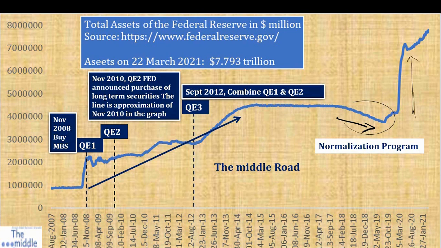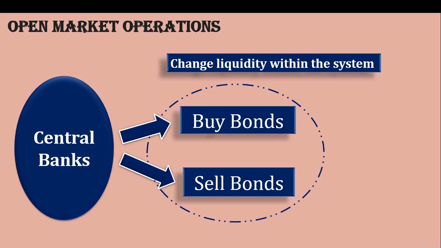This is an excellent example because it covers a long period. Before 2007, if you look at how the asset purchases have gone up, that shows how much the money supply has increased over a period of time, because all these asset purchases pump liquidity into the system. Now we are going to see how that happens.